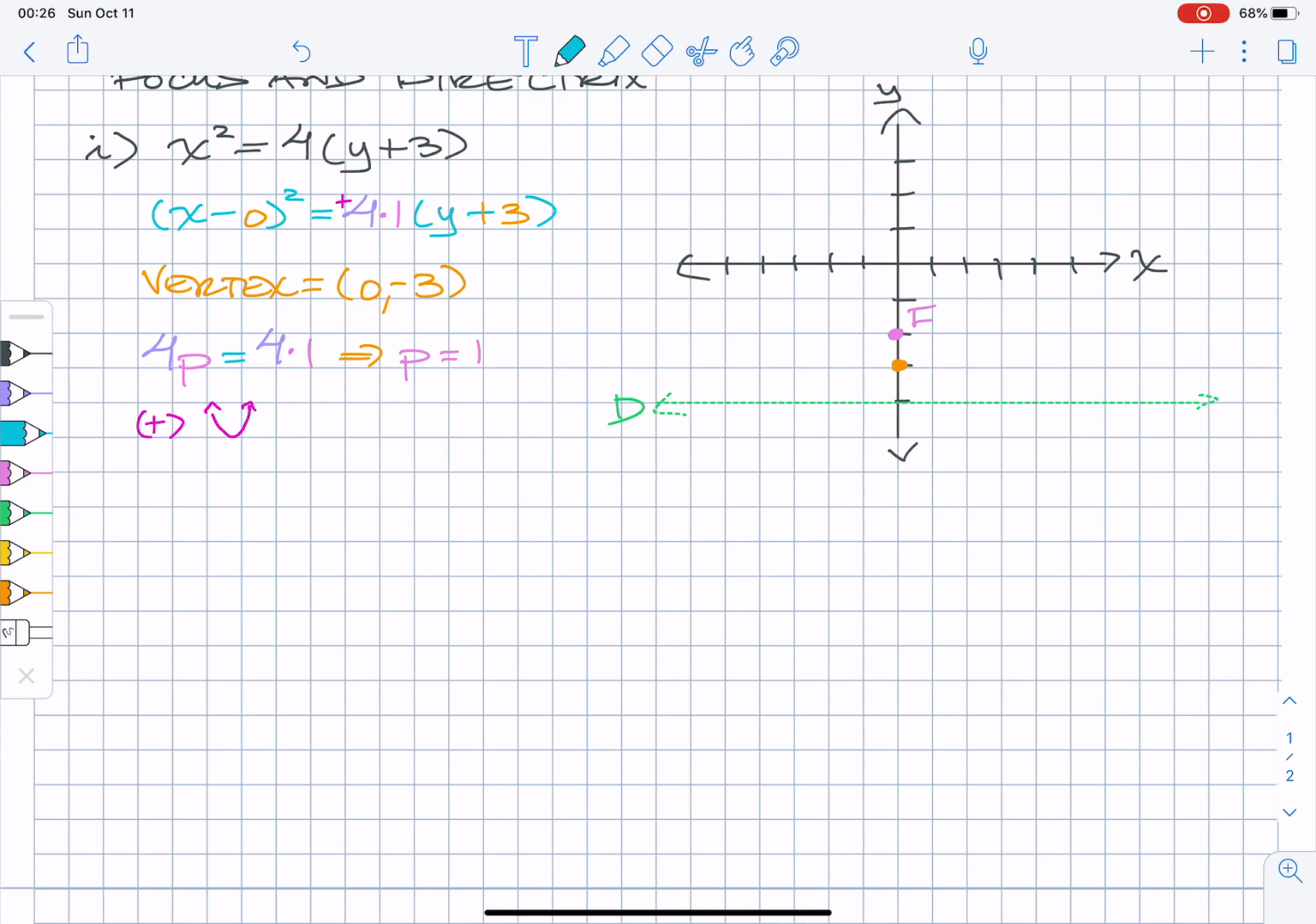Okay, now let's say I wanted to figure out, well, actually I'm just going to go ahead and do this. Hopefully it'll auto-correct for me. So I'll have my parabola. It's going to look something like this. No, maybe a little bit farther up.